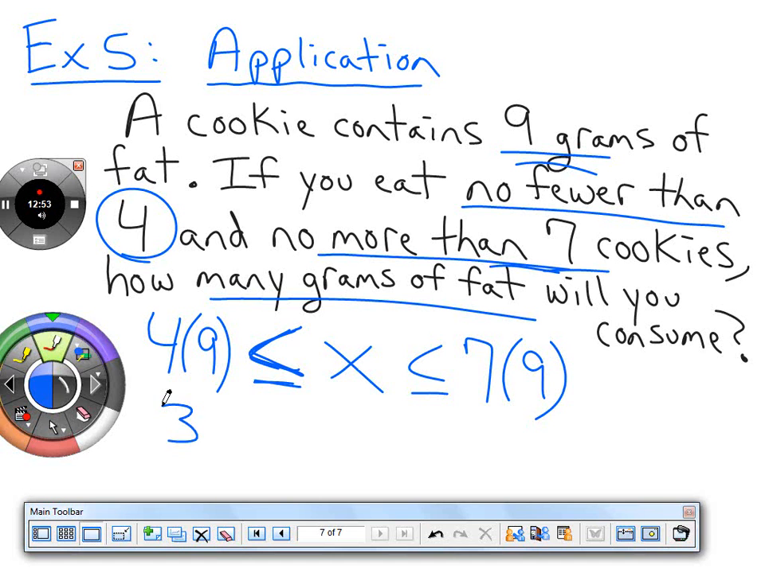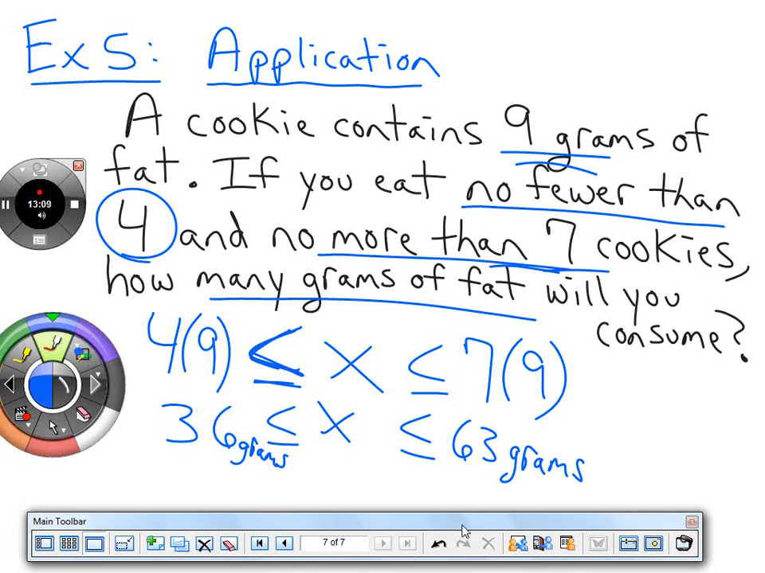So that's going to be 36 grams of fat if you were to have the 4 cookies. And then if you want to have 7 cookies, then you're going to have 63 grams of fat. So this inequality shows the amount of fat you're going to consume. You're going to consume between 36 and 63 grams of fat if you have from 4 to 7 cookies. Make sense? Cool.